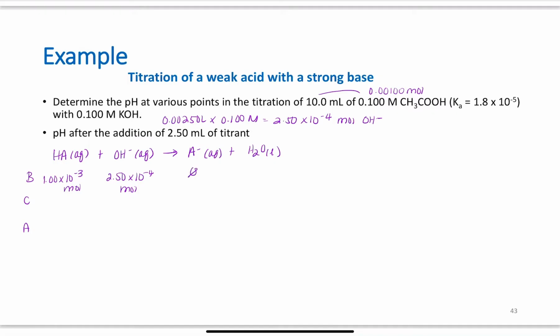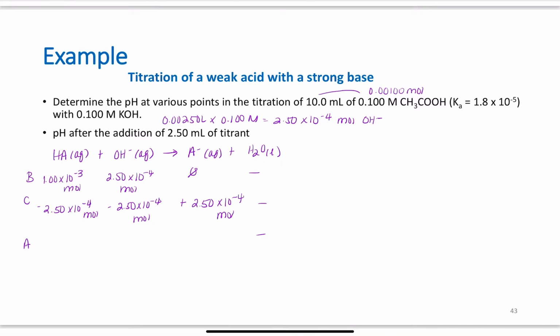I don't have any A minus to start, and water doesn't matter. You always subtract the smaller of the two numbers here, so minus 2.50 times 10 to the minus 4th moles, minus 2.50 times 10 to the minus 4th moles, and plus, because we are going to produce some of that conjugate base, 0.250 times 10 to the minus 4th moles. Do the calculation there and see what's left over.